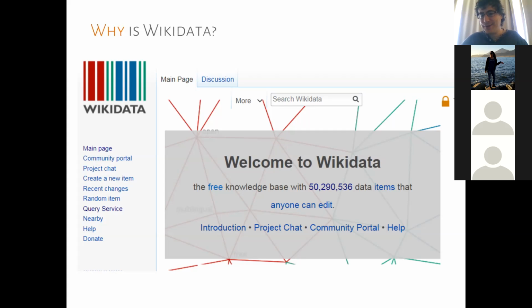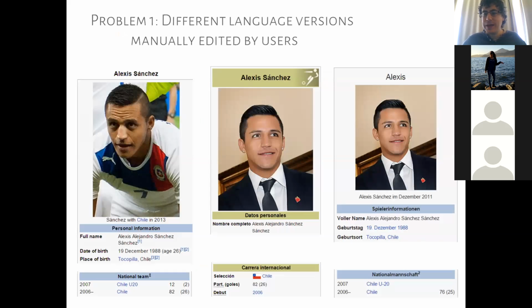More interesting question again is, why is Wikidata? So why do we need a Wikidata? Why is this important? If we think about Wikipedia, which is sort of like an older sibling of Wikidata, on Wikipedia we have lots of different information about lots of different entities. And each of these articles about these entities is edited manually by human users. So users go in, they edit some facts, they edit some text.